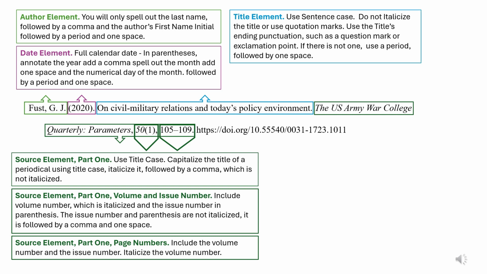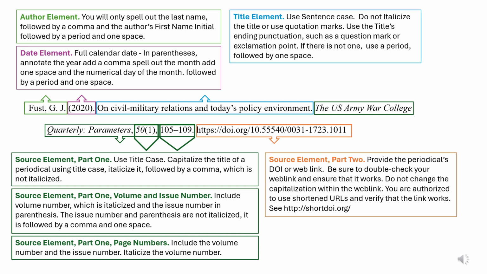There is 1 space between the comma at the end of the periodical title and the volume number. Italicize the volume number. Include the issue number for all periodicals that have issue numbers. Place the issue number immediately after the volume number with no space in between and enclose it in parentheses. Place a comma after the closing parentheses. Do not italicize the issue number, the parentheses, or the comma after the issue.